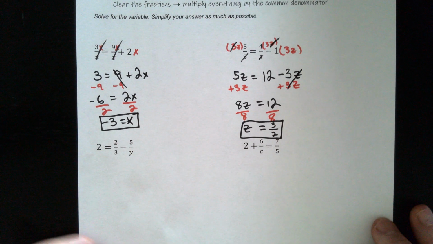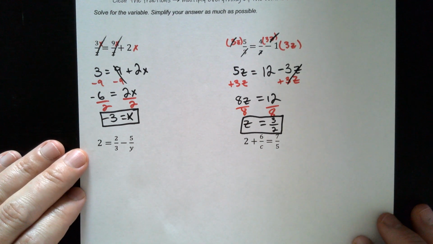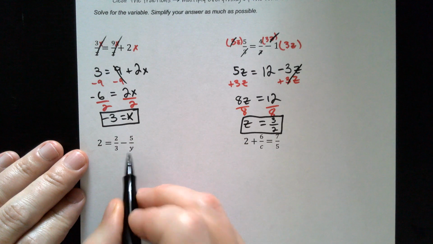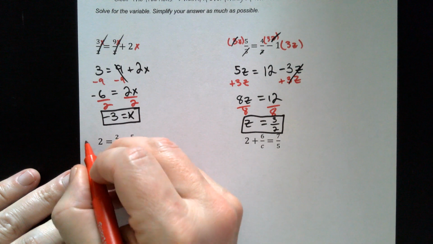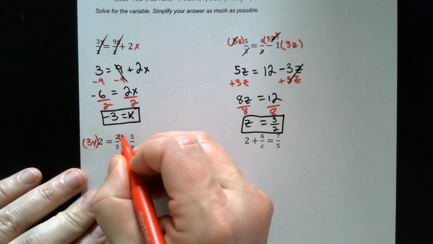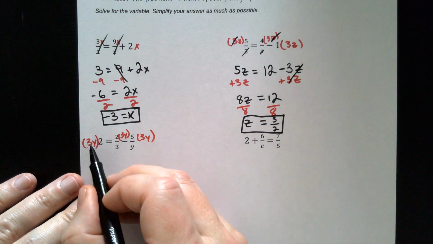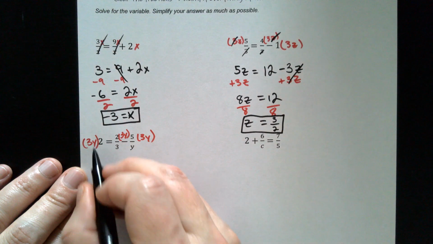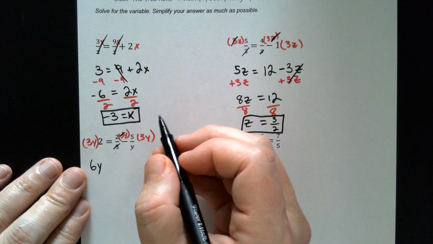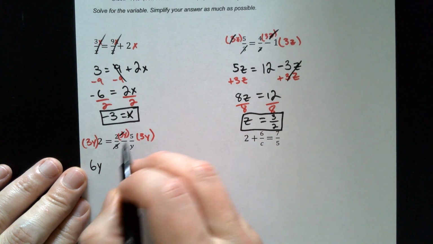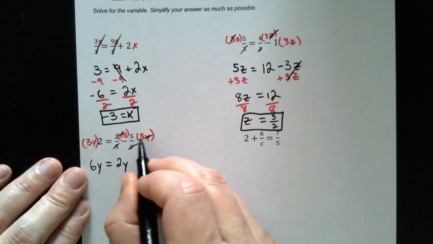All right, so let's go ahead and do these last two here. So on this one, we have a 3 and a y in the denominator. So every term gets multiplied by 3y. There's a 3y, there's a 3y, and there's a 3y. Okay, so on this first one, nothing reduces, so it'll just be 2 times 3 and then keep the y, so 6y. Here, the 3's cancel because they're on top and bottom, so you're left with a 2y.